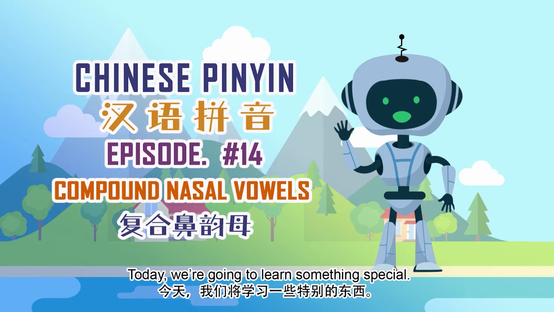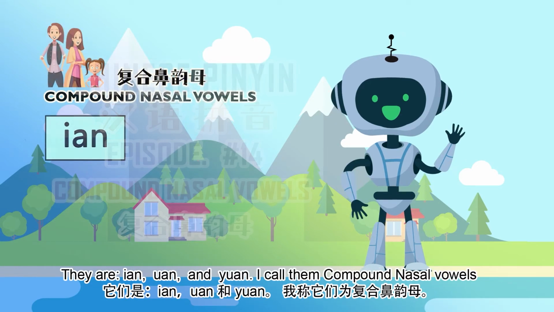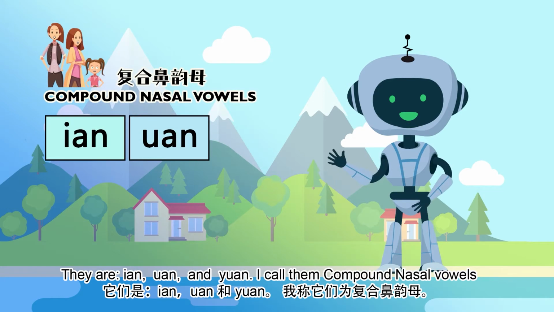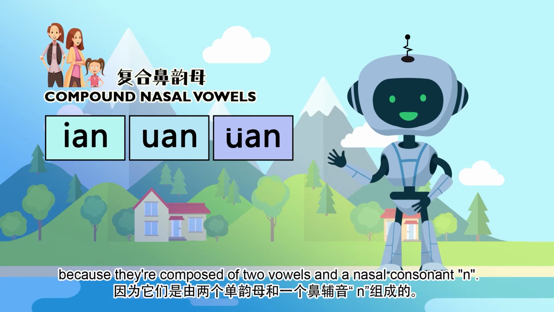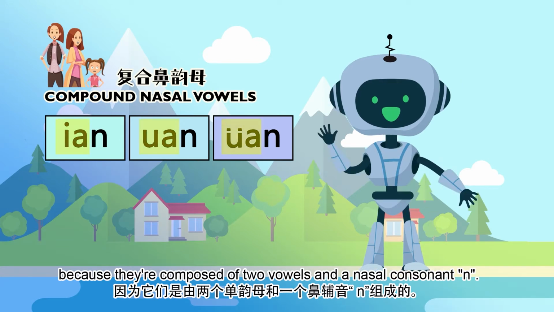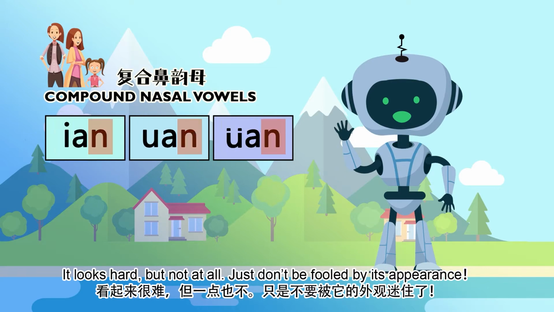Today, we're going to learn something special. They are yin, wen, and yuan. I call them compound nasal vowels because they're composed of two vowels and a nasal consonant. It looks hard, but not at all. Just don't be fooled by its appearance.